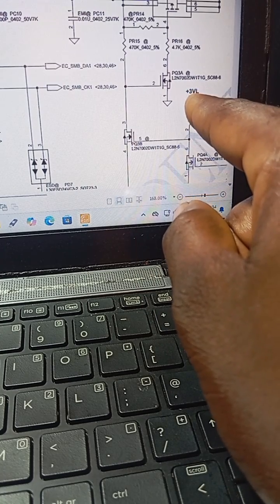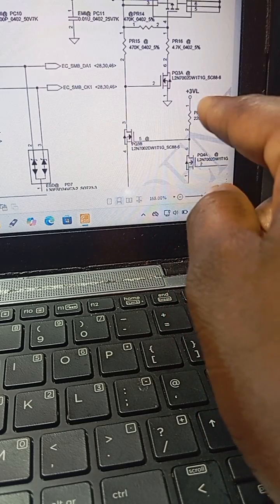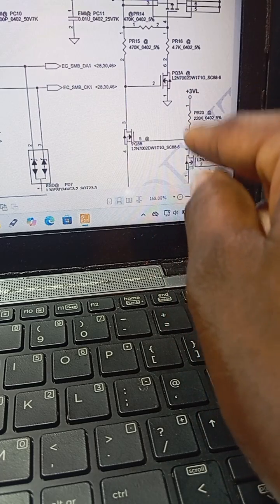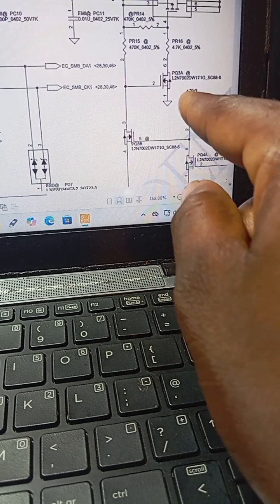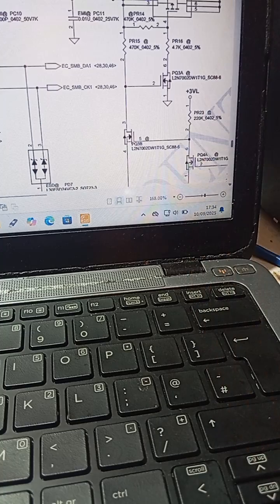So mind you, the voltage requirement in this MOSFET, flowing from this place down across to the resistor, is 3 volts. So you have 3 volts. If 3 volts is not present here, you should know that there is a problem.